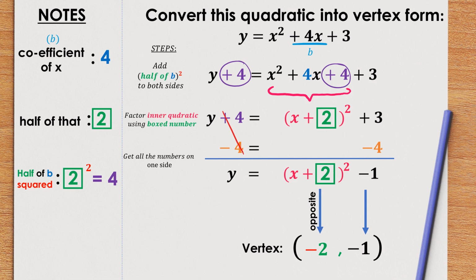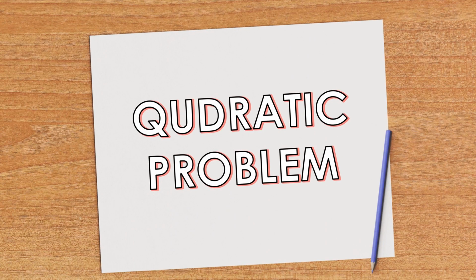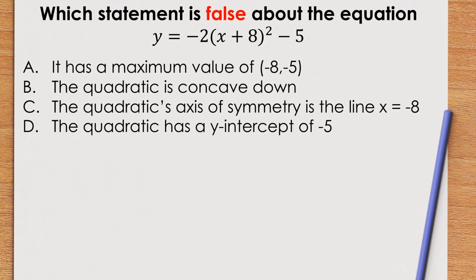Let's look at some practice problems. Which statement is false about the quadratic equation above? This question is testing us on our knowledge of maximum values, the direction of a quadratic, y-intercepts, and the axis of symmetry. But the good thing is, it's a true-false question, so the best strategy for this is to start with whichever option is easiest to solve for.